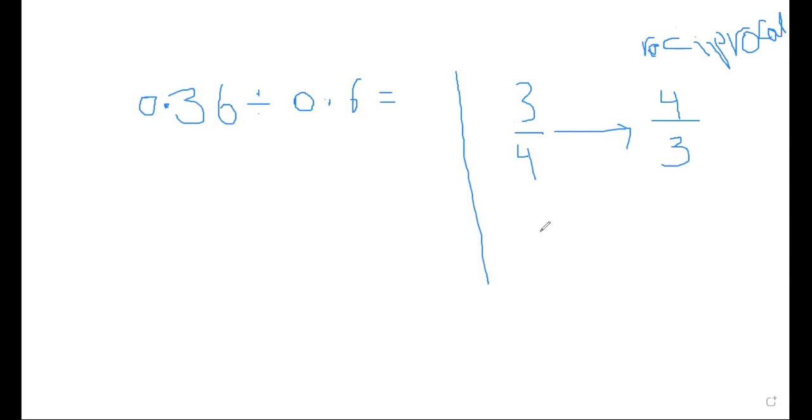Okay, what about if you have negative 5 over 6? Who will answer? What is the reciprocal of negative 5 over 6?